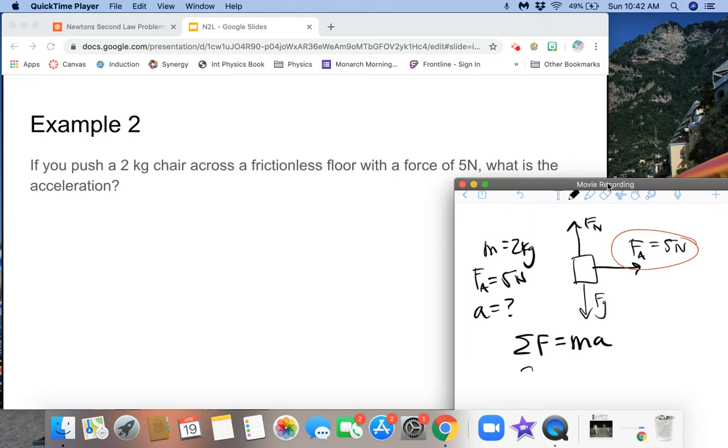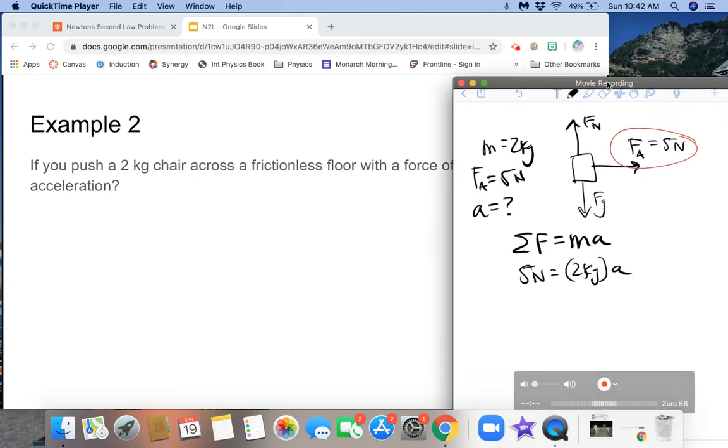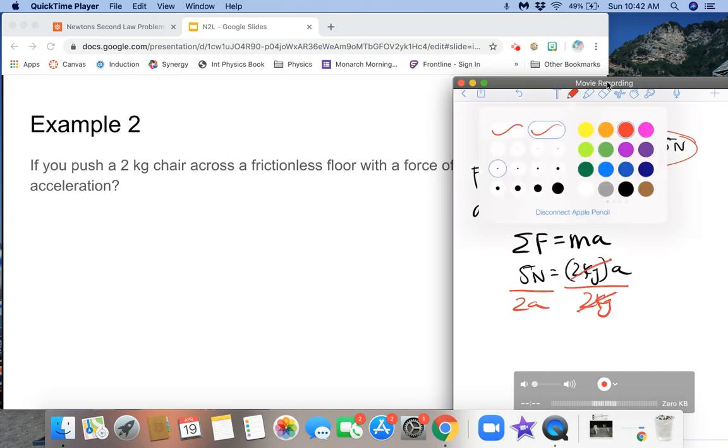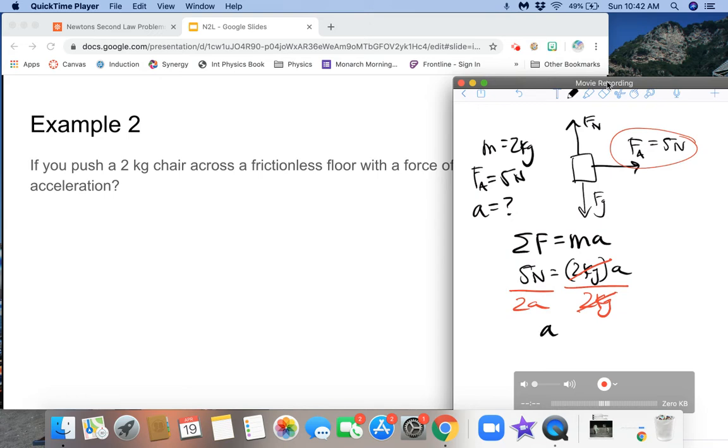So I end up getting 5 newtons equals the mass of the chair, which is 2 kilograms, times acceleration. And then all I have to do is I'm going to divide both sides by 2 kilograms to get that acceleration by itself. So 2 kilograms cancels out with 2 kilograms. And I end up getting an acceleration of 2.5 meters per second squared.